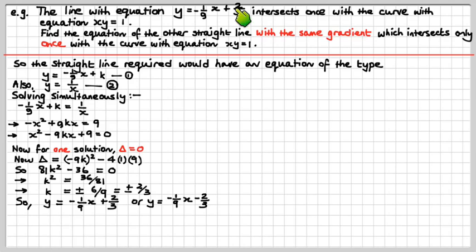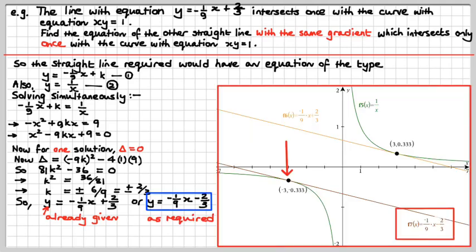Now this is the one we already had up here. So basically, we don't want that one, although it popped out in our solution anyway. We want this one, don't we? Yes, I think we do. Absolutely. That was already given. This is the one we need. My goodness, we're on a roll here, guys.